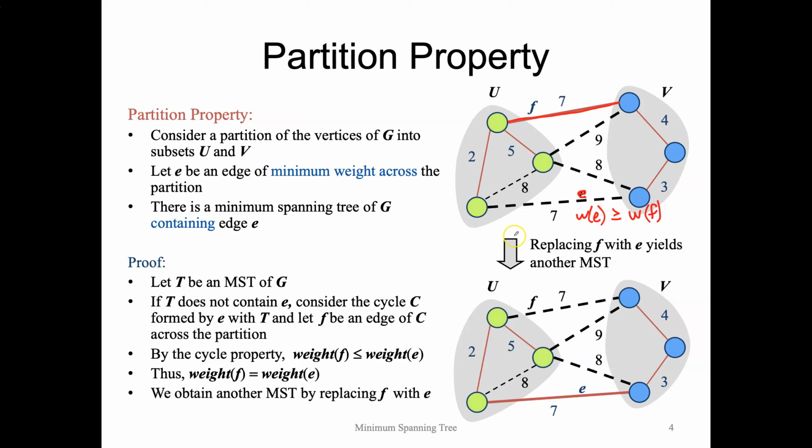But from our assumption, because E has minimum weight across all edges which cross this partition, the weight of E is less than or equal to the weight of F. Which means the weight of E and the weight of F are the same. We can replace, in the minimum spanning tree, this edge F with this edge E instead, which gives us another minimum spanning tree of equal value because we didn't change the sum of edge weights.